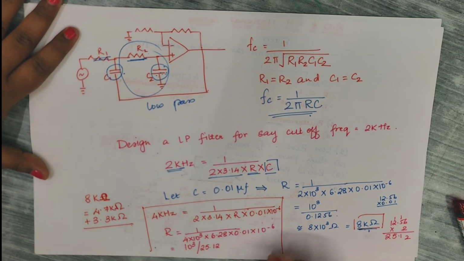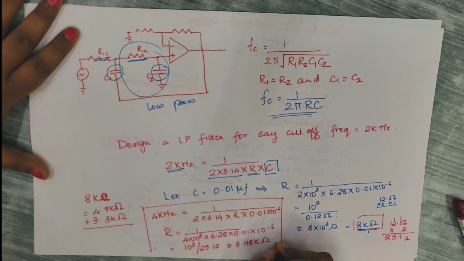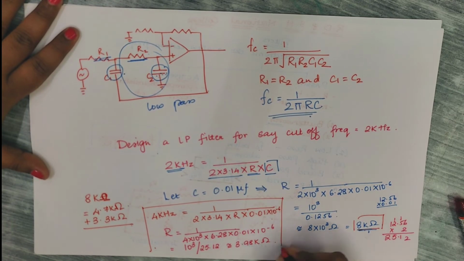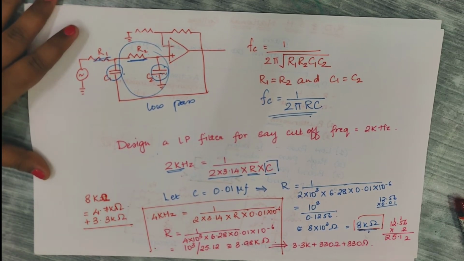25.12. This turns out to be approximately 3.98 kilo ohms. Now obviously 3.98 will not be available. So what I'll do is connect a 3.3K plus a 330 ohms plus a 330 ohms. This will give me 4K. Now let's move to the experimental setup.